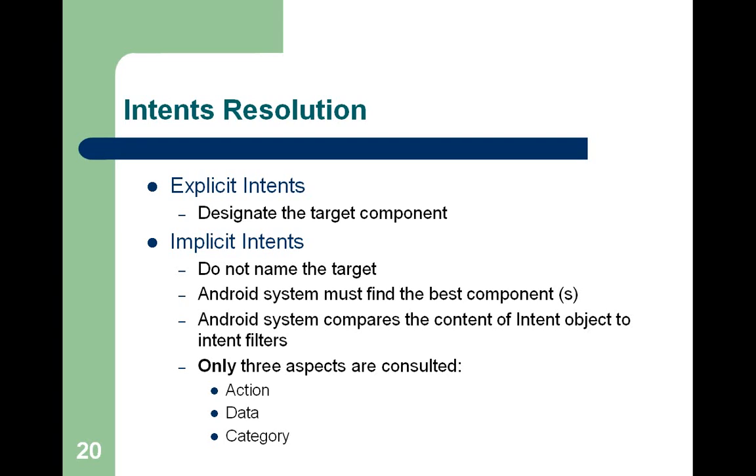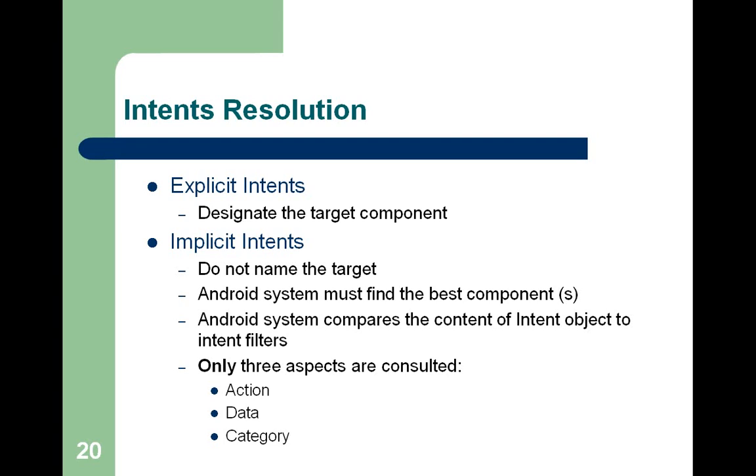In case Android system finds more than one component, then Android system may give this option to the end user by listing all the components and let the user choose and decide which component he or she would like to launch. So how does Android system resolve that? Android system compares the content of intent object against intent filters.